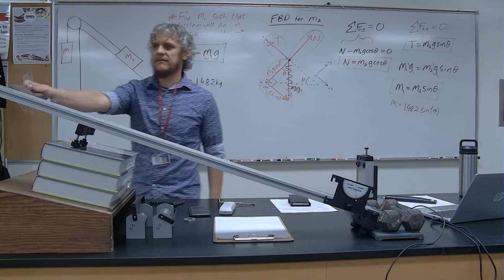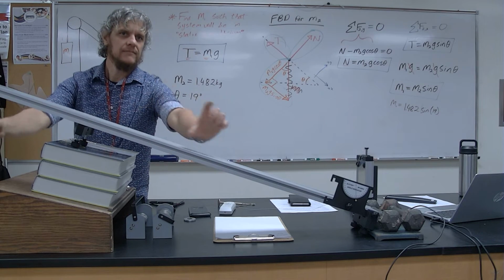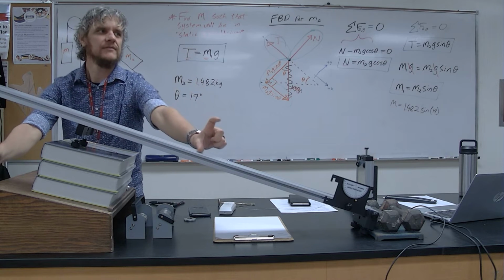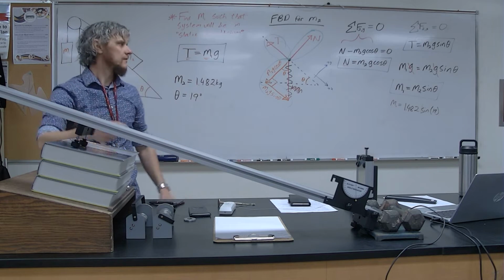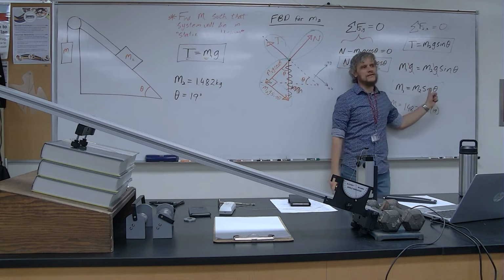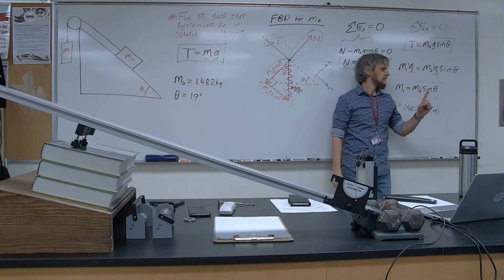Intuitively, what would you think? M1, does it need to be greater than or smaller than M2? The hanging mass here, does it need to be greater than or less than M2? Less than? Greater than? The sine of an angle between 0 and 90 is at maximum what? 1. At minimum 0, and varies between those two.